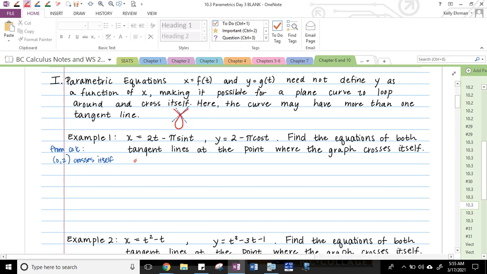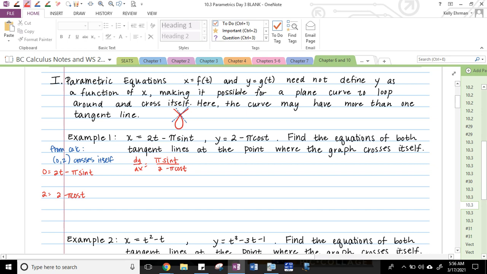All right, so dy/dx. The derivative of y, this 2 would be constant, so it goes away. We get positive pi sine of t over, this would become 2 minus pi cosine t. And we're trying to evaluate the slope at the ordered pair 0, 2. Well, we need to figure out when x is 0 and when y is equal to 2. Oops, there's a pi in there.